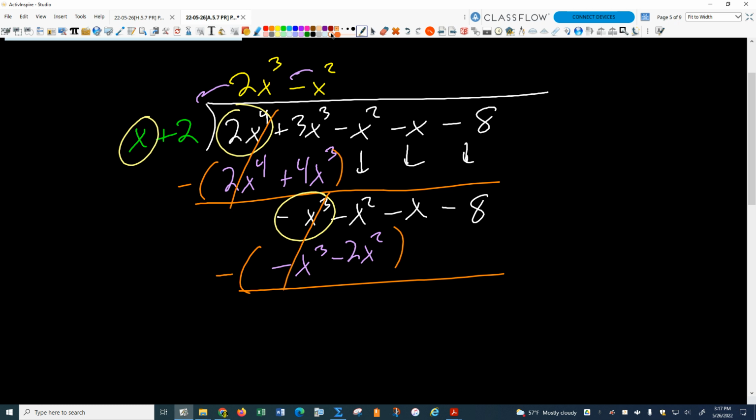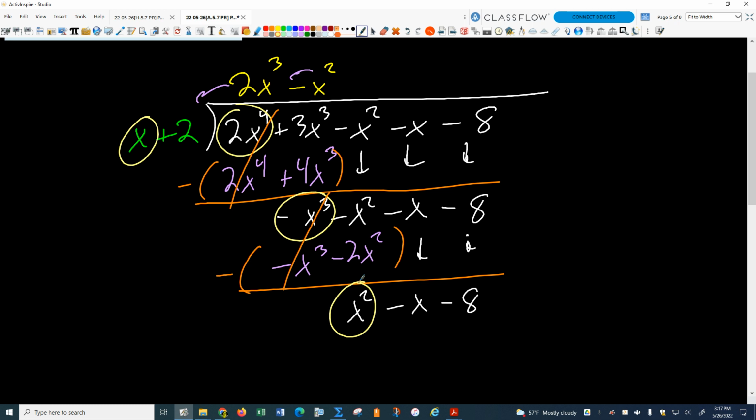Negative x squared minus negative 2x squared. What's that? You got to be careful. Positive x squared, because I'm adding 2x squared. And then I bring these guys down. I got to go again, right? Carter, next term, what do I do here?